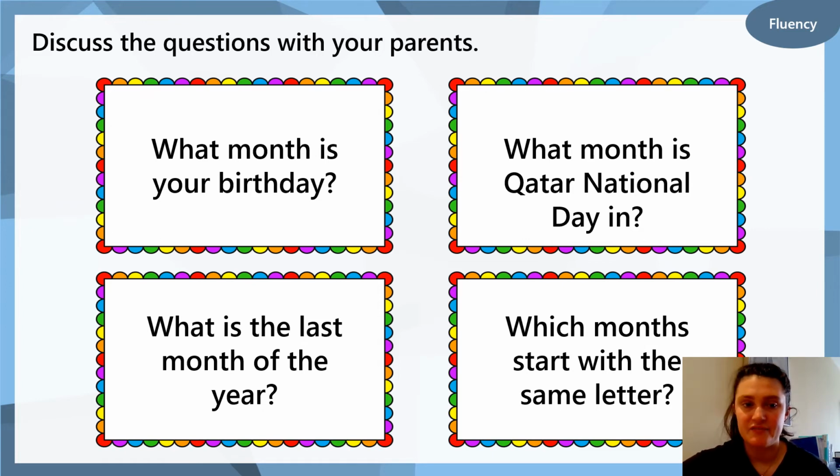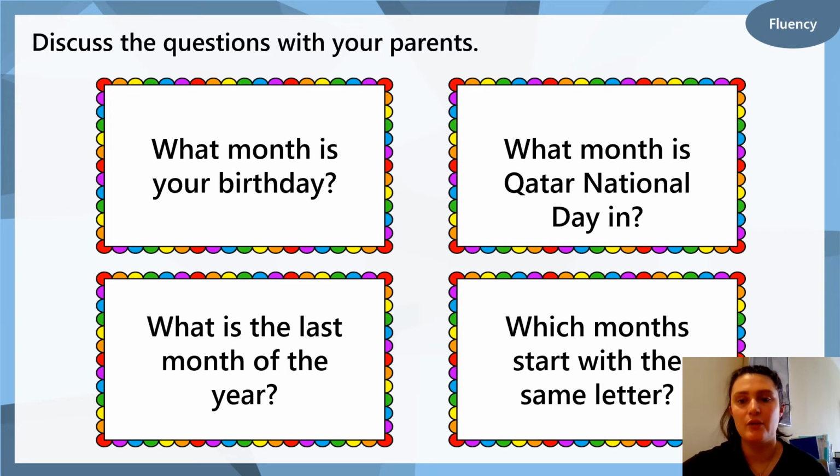So we're all going to have different answers for this first question, what month is your birthday? Because we were all born in different months. I was born in January, but I know a lot of other people are going to have different answers for that question. Our next question, what is the last month of the year? The last month of the year is December. At the end of December, we have New Year's Eve, and then we have on the 1st of January, New Year's Day. That means we've gone through all of the months and we're going to start a new year.